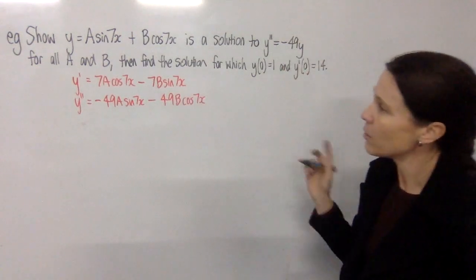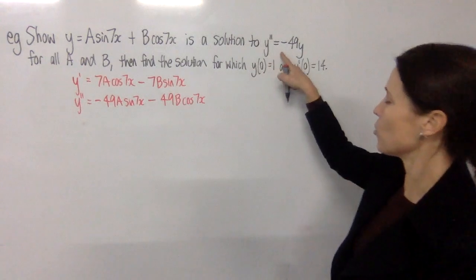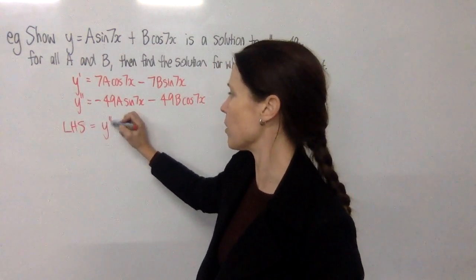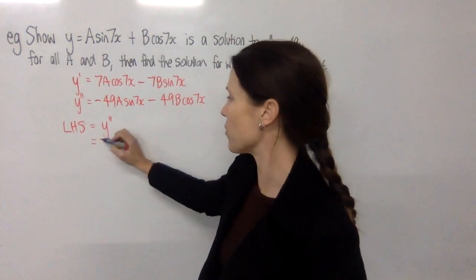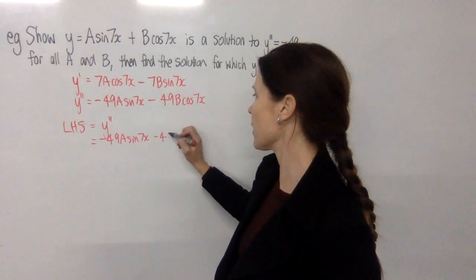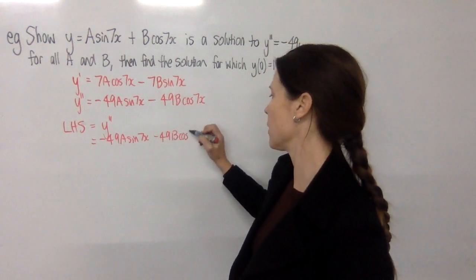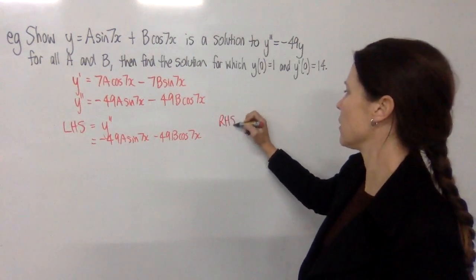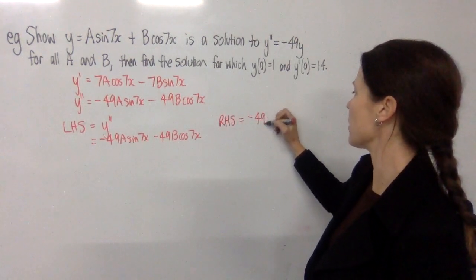Okay, so now we need to show that this is a solution to that. So the left-hand side is equal to y double dash, which for us, we've just found that. It's a little bit of a pain writing it out again, but let's just be really clear what we're doing. And the right-hand side is equal to minus 49 times y.